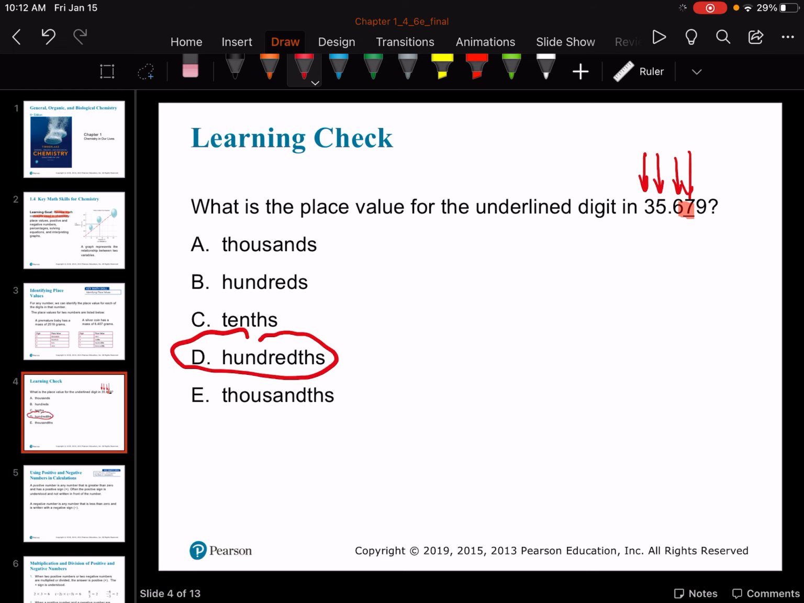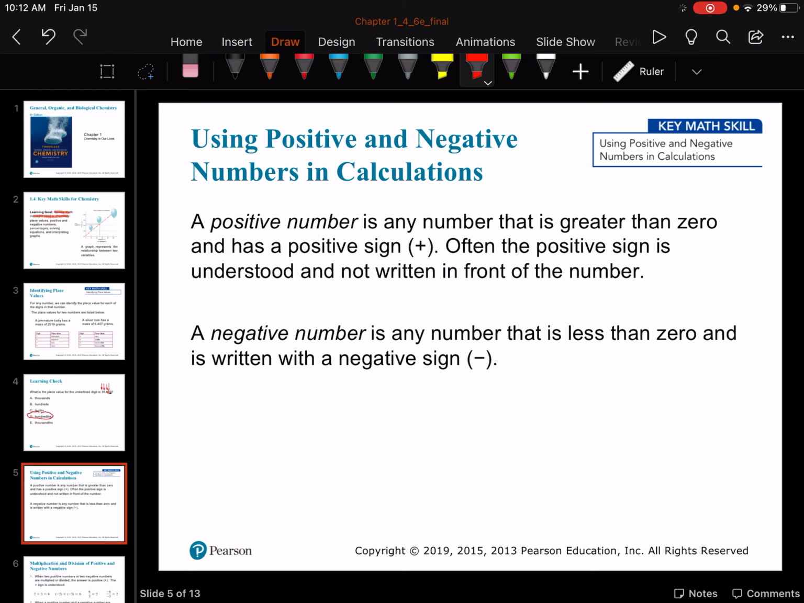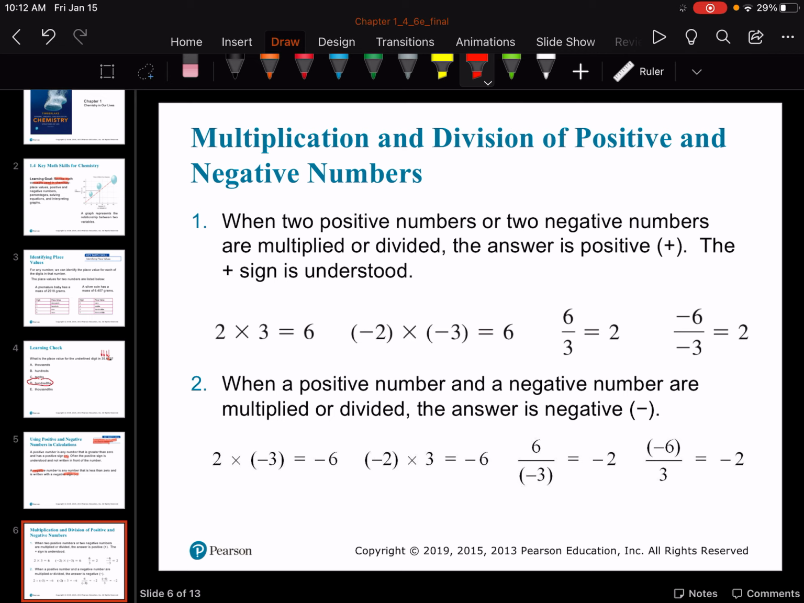All right? Okay, so the next key math skill is using positive and negative numbers in calculations. A positive number is any number that is greater than 0 and has a positive sign. Oftentimes, the positive sign is understood, and we don't write that down. A negative number, though, is below 0, is less than 0, and we do write that with a negative sign. So let's look at a couple rules. Number 1, when you have two positive numbers or two negative numbers, and you multiply them or divide them, you're going to get positive, right?